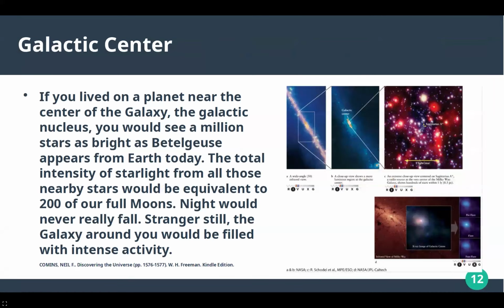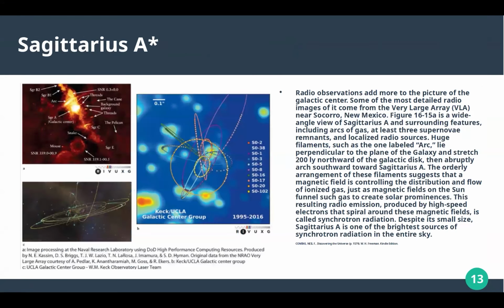If you lived on a planet near the center of the galaxy, the galactic nucleus, you would see 1 million stars as bright as Betelgeuse appears from Earth today. The total intensity of starlight from all those nearby stars would be equivalent to 200 of our full moons. Night would never really fall. Stranger still, the galaxy around you would be filled with intense activity. Radial observations add more to the picture of the galactic center. Some of the most detailed radial images come from the Very Large Array near Socorro, New Mexico.